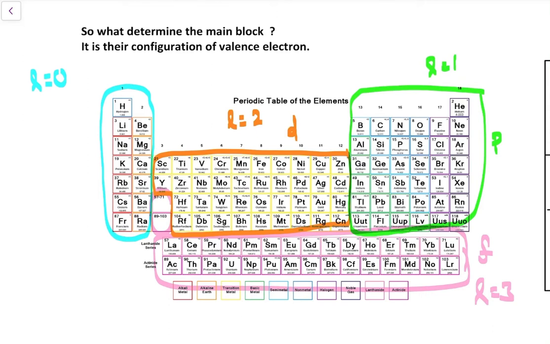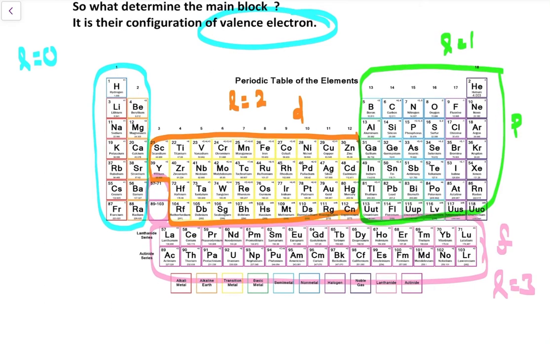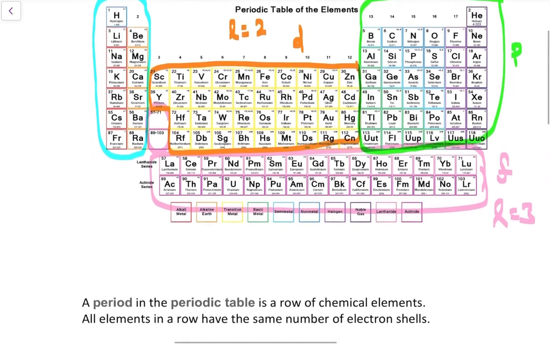So how are they divided into all these main blocks? It is because of their valence electrons. First, they are arranged in increasing proton number, and their proton number gives them electronic configurations. From the electronic configuration, we get the valence electrons. So basically, the valence electrons give you the information on where the element lies in the periodic table.